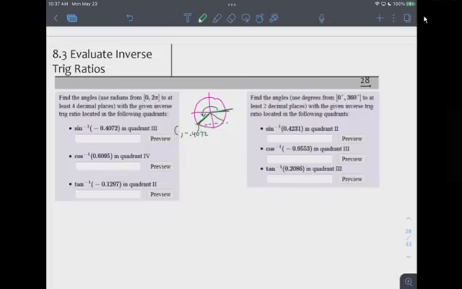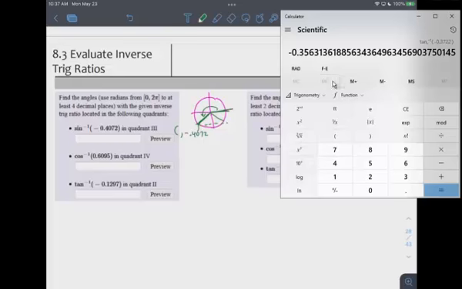Right? Now, if we calculate this on the calculator, so if we take the inverse sine, we want to be in radian mode, right? From 0 to 2 pi, that gives us the information we want to be in radian mode. And so if we take this ratio right here, 0.4072, change the sign, and we take the inverse sine of that.